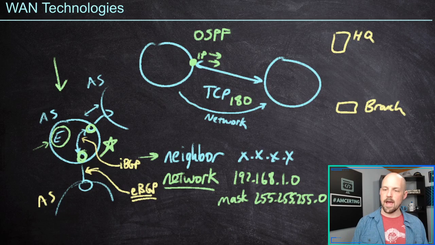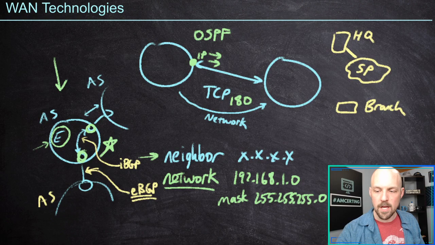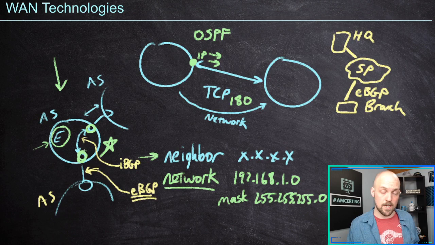Well, a lot of times what the service provider is going to do is, I've already got this connection to the service provider from headquarters, and I'm going to spin this connection up, and this will be an eBGP connection. So because of this, because a lot of times when I'm bringing up new circuits, T1s, Metro Ethernet maybe, usually not.